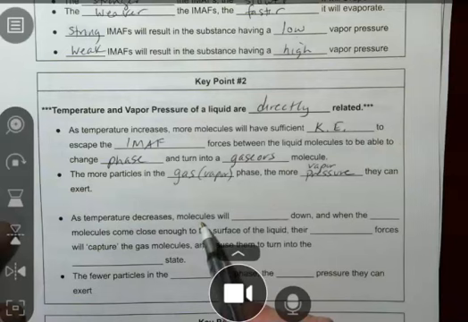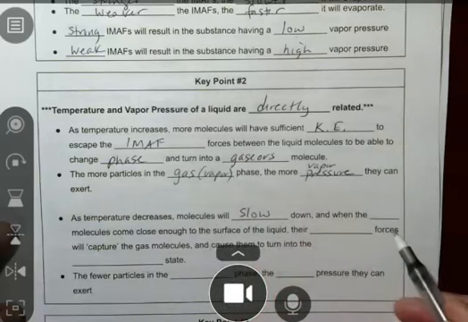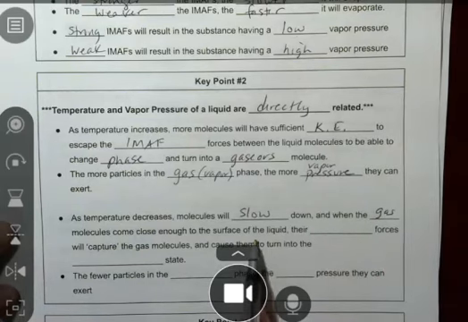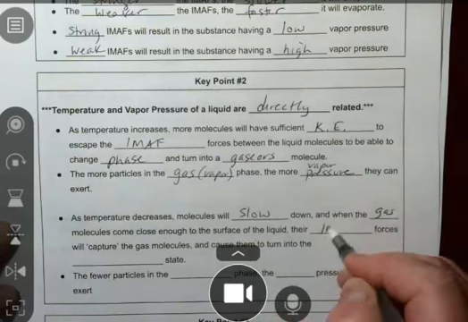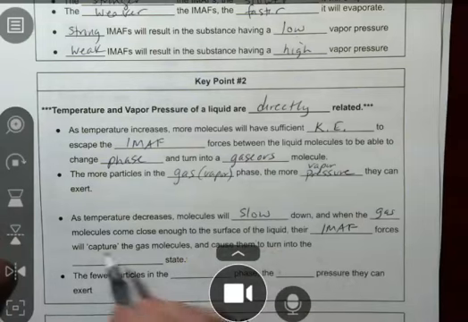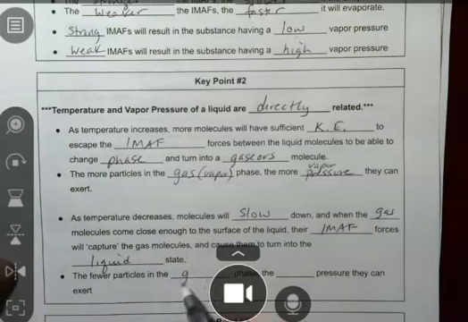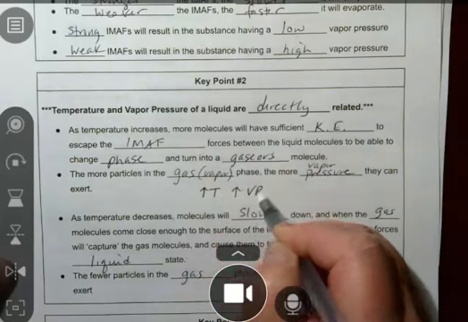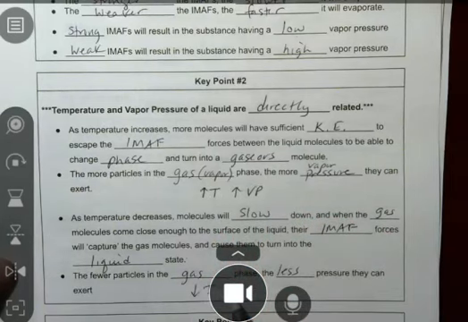Conversely, as temperature decreases, molecules will slow down, and when the gas molecules come close enough to the surface of the liquid, their intermolecular attractive forces will capture the gas molecules and cause them to turn into the liquid state. The fewer particles in the gas phase, the less pressure they can exert. Okay? So increased temperature, increased vapor pressure. Decreased temperature, decreased vapor pressure. The direct relationship.